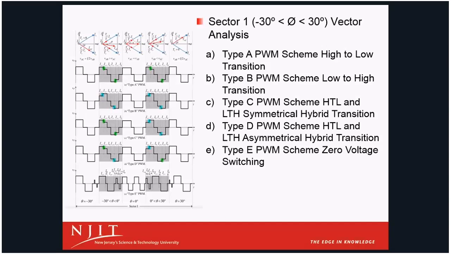So here you see type A would be the high to low scheme. Type B would be your low to high scheme. Type C would be a hybrid of the two. However, type C is symmetrical. Type D is similar to type C. However, it's asymmetrical. And in each segment, you have both a high to low and low to high. And then E is your 8 segment switching, which just switches from your active to your zero vectors and vice versa.